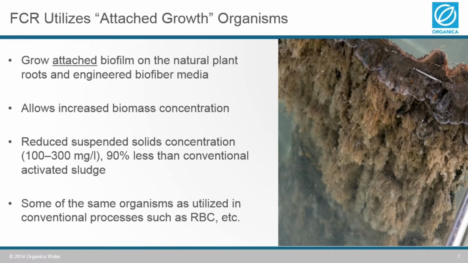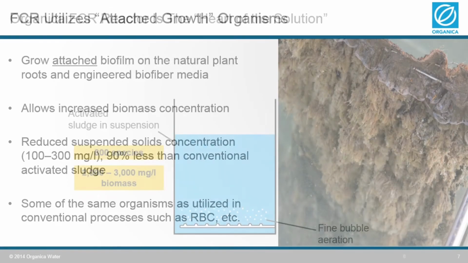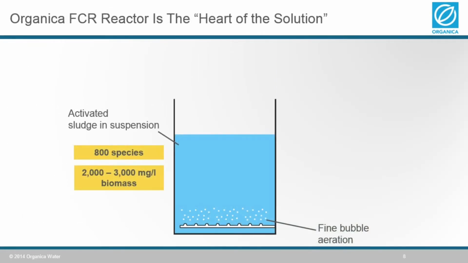we talked about already. But many of the organisms that are utilized in these processes are similar to both activated sludge processes as well as traditional fixed film processes such as RBCs that you may be familiar with. So if we look at the FCR reactor as the heart of the solution, again a conventional process would have roughly 800 species and 2,000 to 3,000 milligrams per liter of biomass in the system.